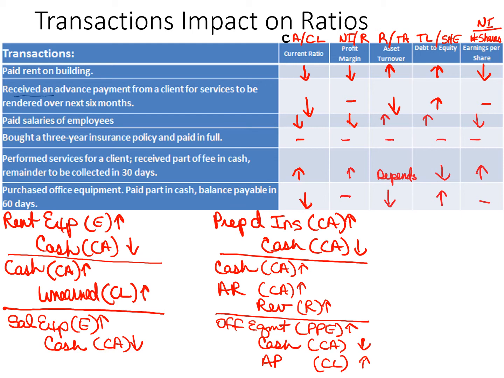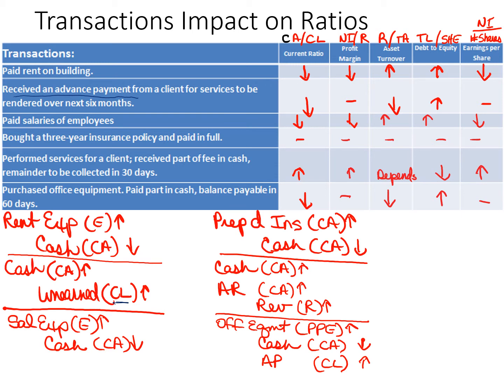Second one, received in advance payment. That means debit cash, which is a current asset, so current assets are going up, for services to be rendered for the next 6 months. I haven't earned it yet, so it goes in a current liability called unearned revenue, so current liabilities are going up. If both the current asset and the current liability go up by the same amount, their proportionality changes and your current ratio will decrease.